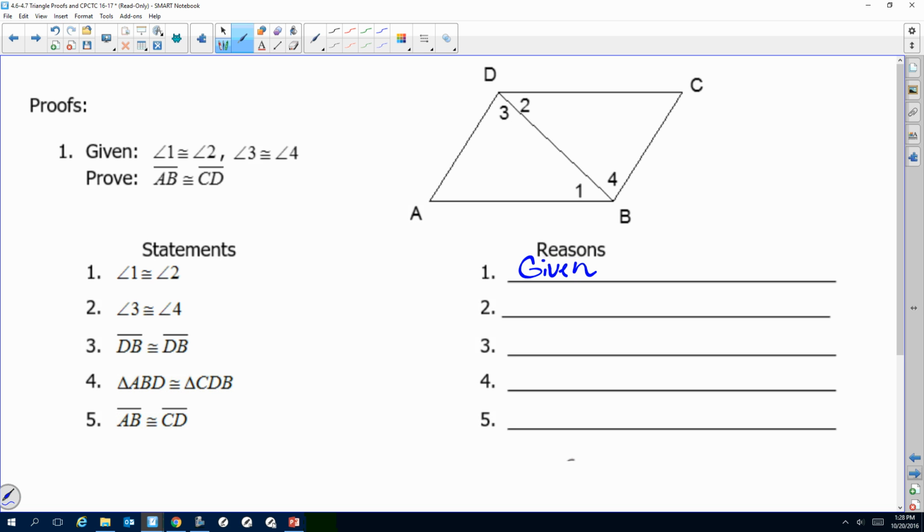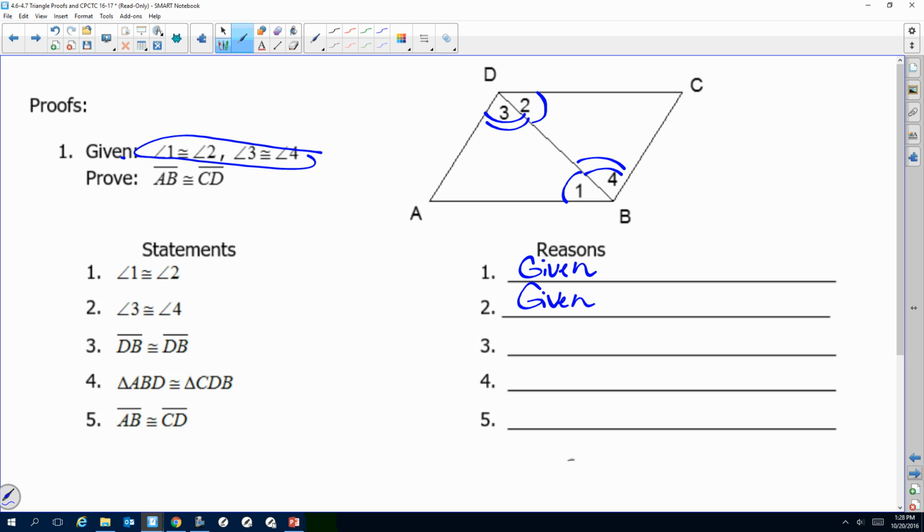So I'm going to go ahead and mark that. Angle 1, angle 2 are congruent. Same marking. Then their second statement says angle 3 is congruent to angle 4. It is also given. So we can have 2 lines of given. We can have a given in the middle of the proof, as long as I see it and I read it from our given statement. So yeah, we have 2 arcs.